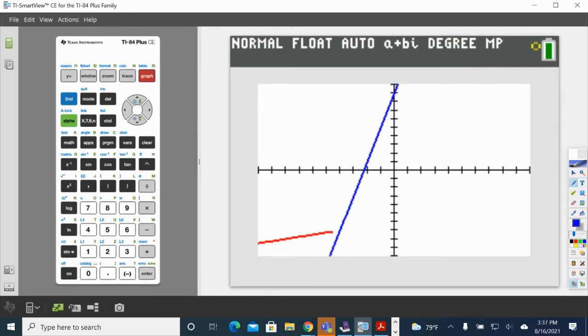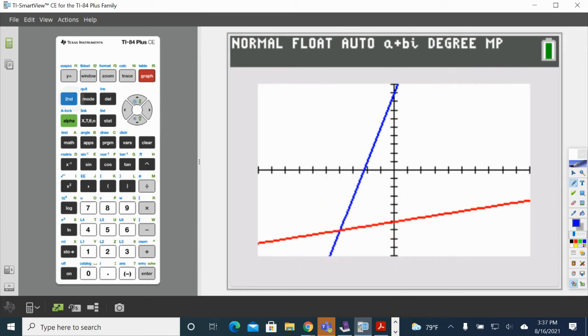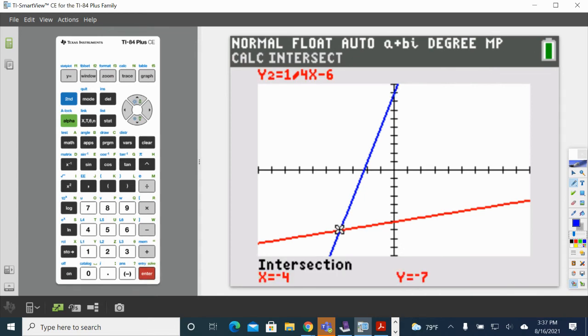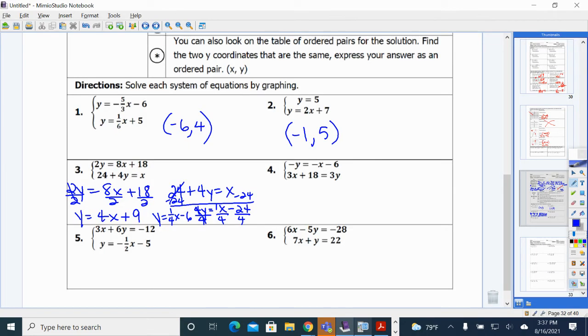Graph. And again, they hit each other in one spot. They hit each other one time. There is one solution. Second trace, number 5, enter, enter, enter. Negative 4, negative 7 is my solution.